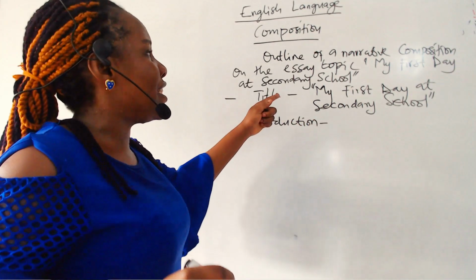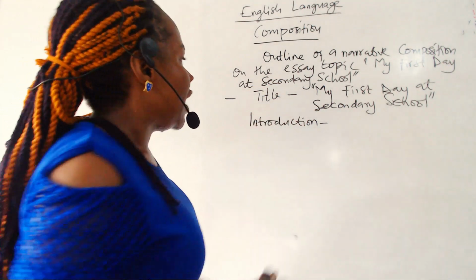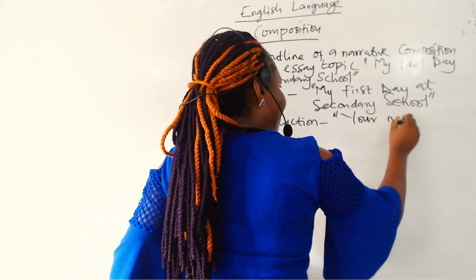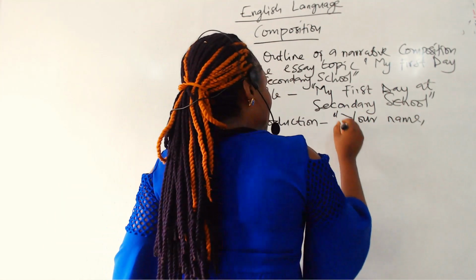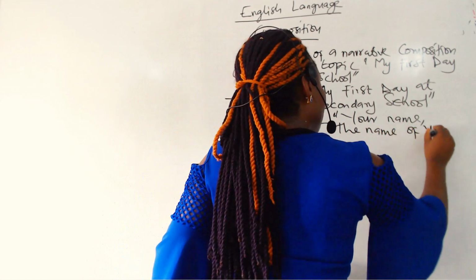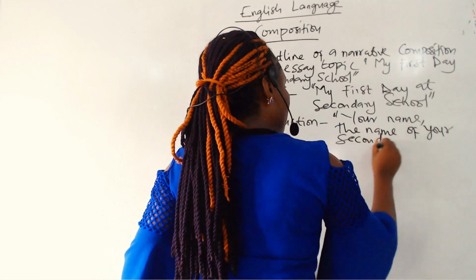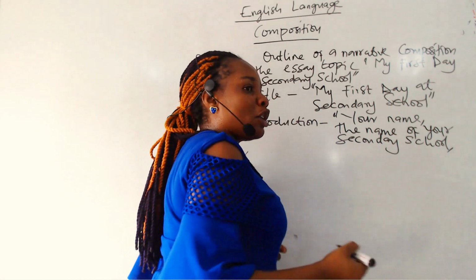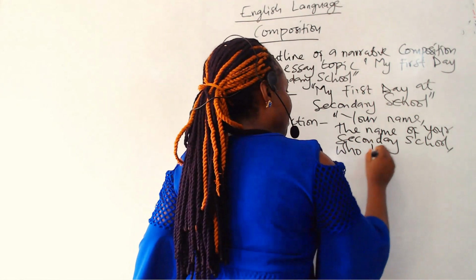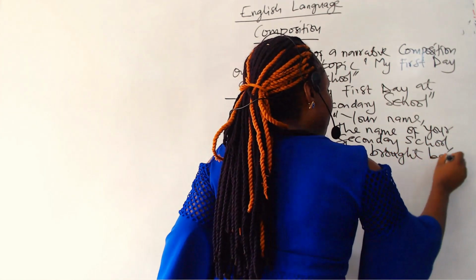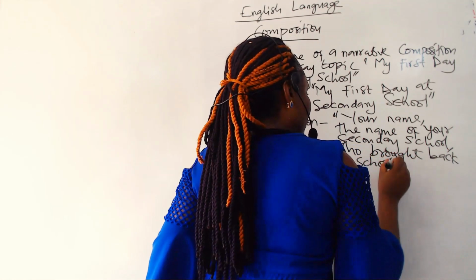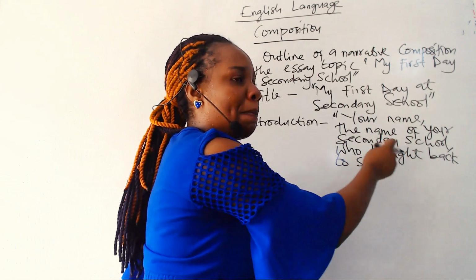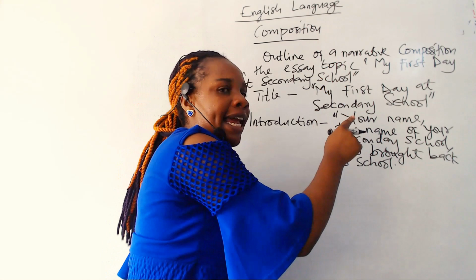Now, the introduction of this narrative essay topic, My First Day at Secondary School, is or should be your name, the name of your secondary school, and then possibly the person that brought you to school. Who brought you to school? Maybe your mom, your dad, your aunt, your uncle, or anybody. It should be stated there in the introductory part of this narrative composition.